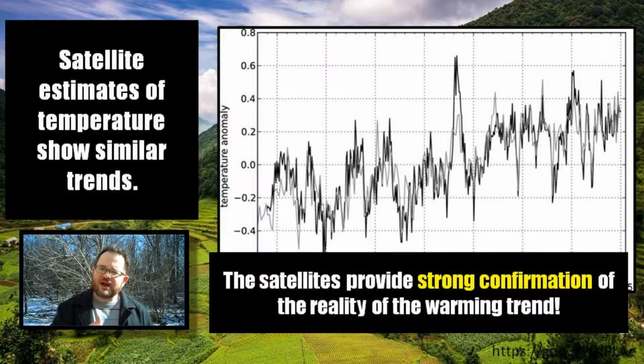Or the trends being seen in the tropics by the satellite are almost exactly the same as the trends being seen from the in situ observations from the tropics. And this provides very strong confirmation of the reality of the warming trend. If we have two types of information and they're both telling us exactly the same thing, that is a very strong confirmation that the trend is real.